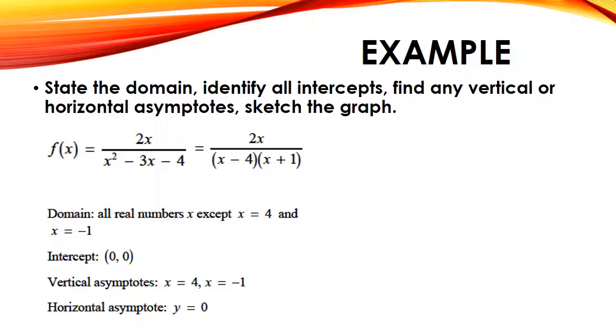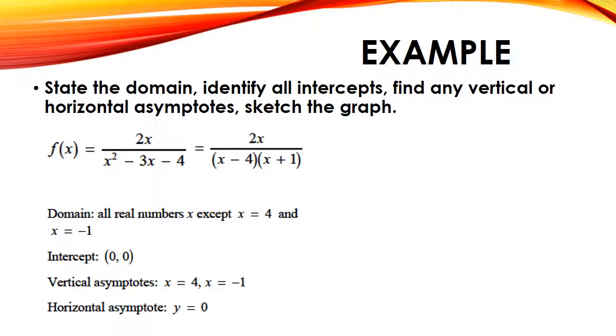I have an intercept at (0, 0). If I put in 0 for x, I get 0 for y. So again, my x and y intercept is going to be (0, 0). Those two numbers that cannot be in my domain are going to be vertical asymptotes. There are no holes because nothing would cancel.